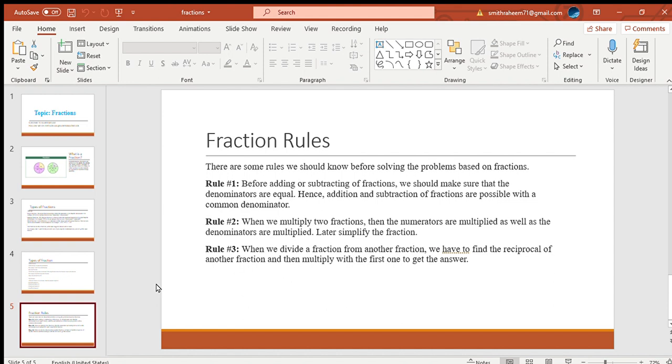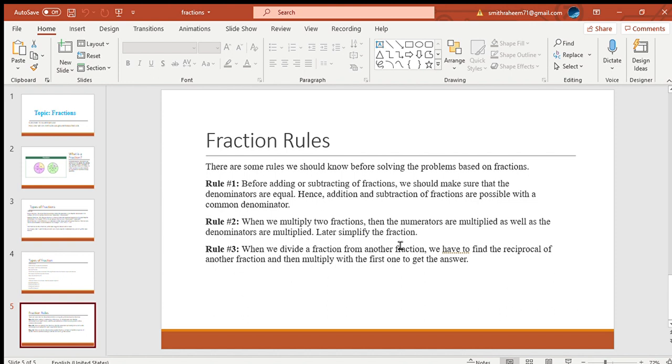Alright, so rule 2 goes when you're multiplying fractions. So we multiply the numerators as well as the denominators, and you can simplify the fraction to get your final result. So in most cases, when you multiply fractions, sometimes the fraction can be simplified to its lowest terms, or when you're doing an exam or worksheet, the instruction will tell you to simplify the fraction in its lowest terms.